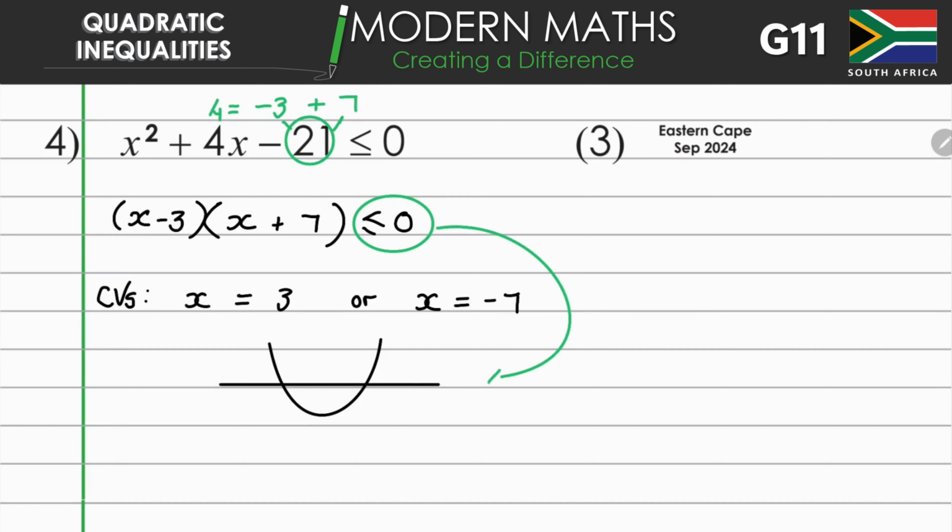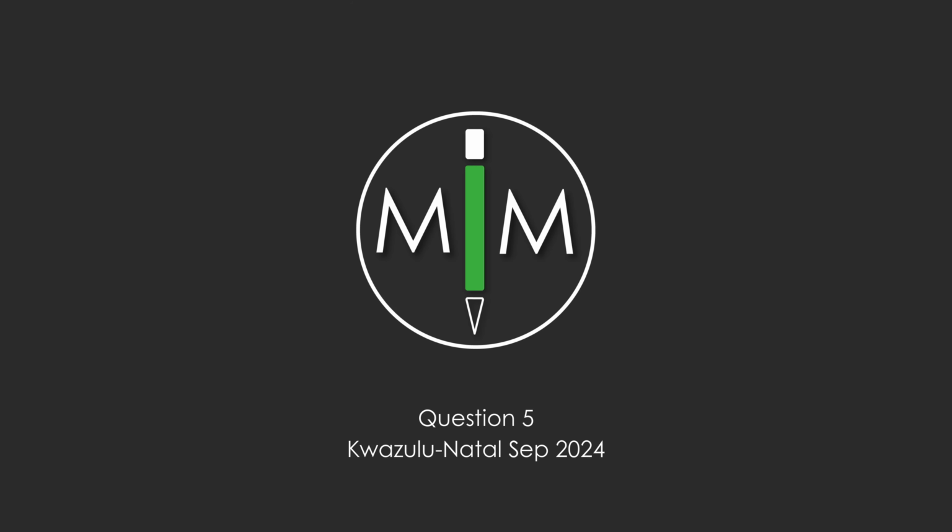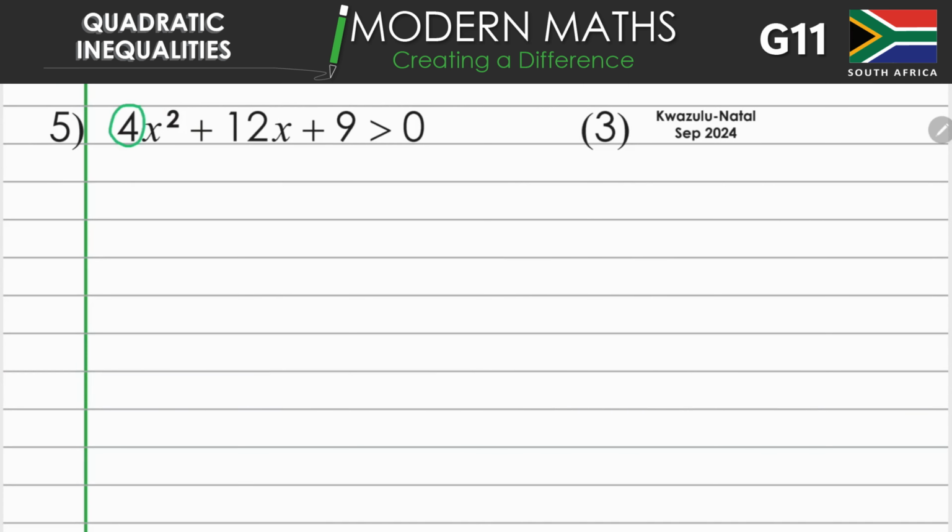I want the regions below 0, so I shade in that in-between region, low on the left, higher on the right, and from there we can form our solution. X must be in between -7 and 3.